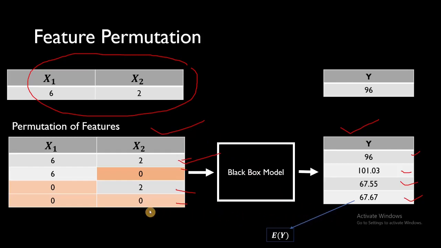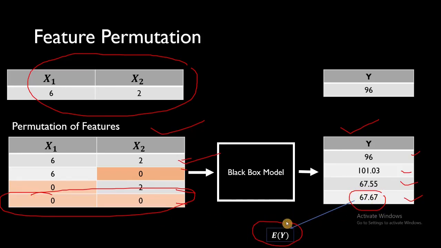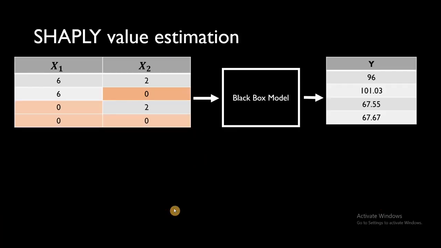As I am randomly permuting both features x1 and x2 here, this particular value is my expected value of y. This is the expected value that I was talking about in the first slide, because I'm randomly permuting both features x1 and x2. So, Shapley value estimation: we got this table of permuted features and their corresponding output from the black box model.